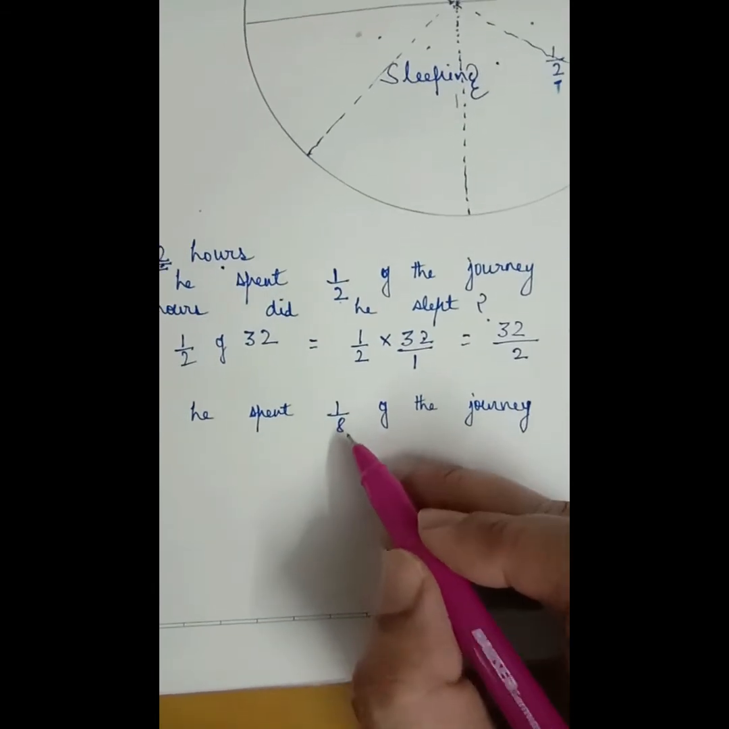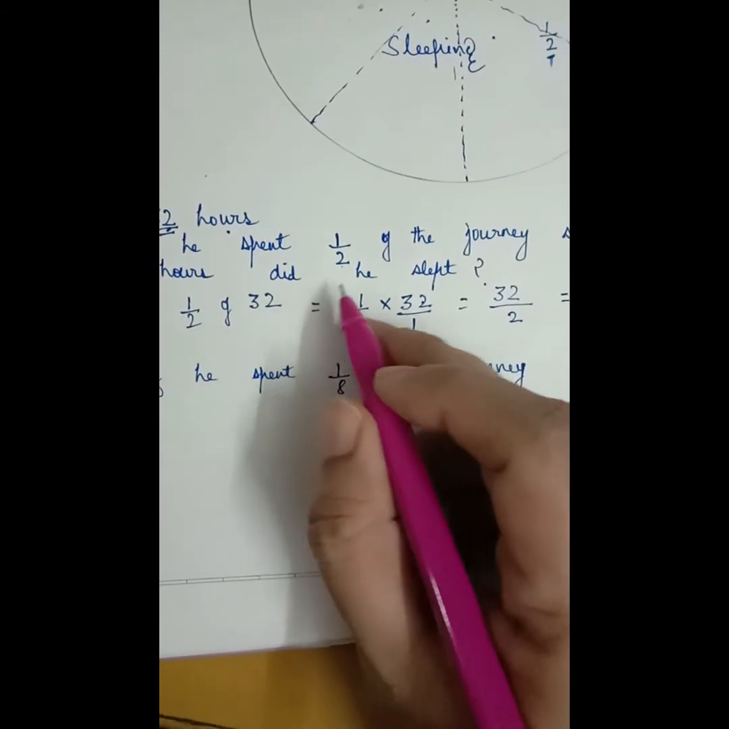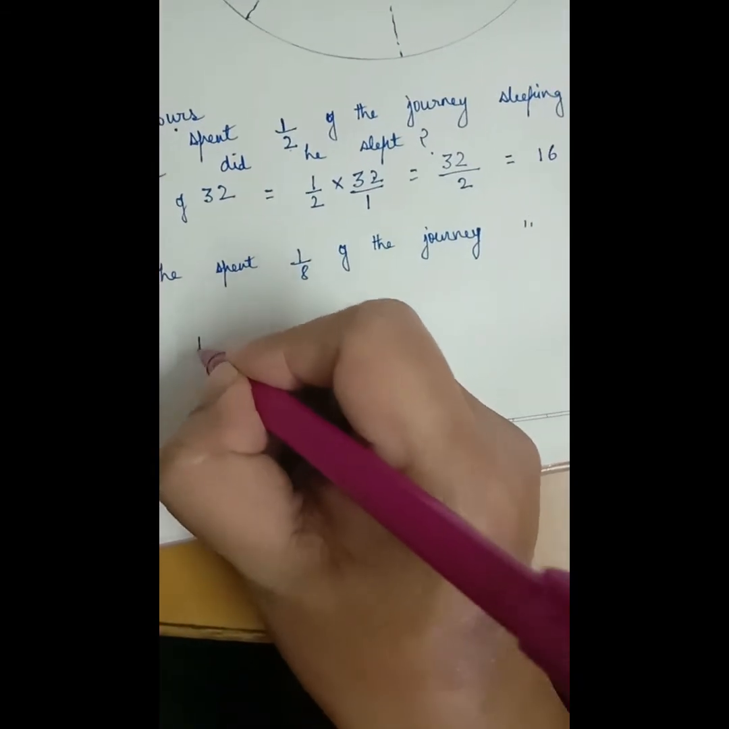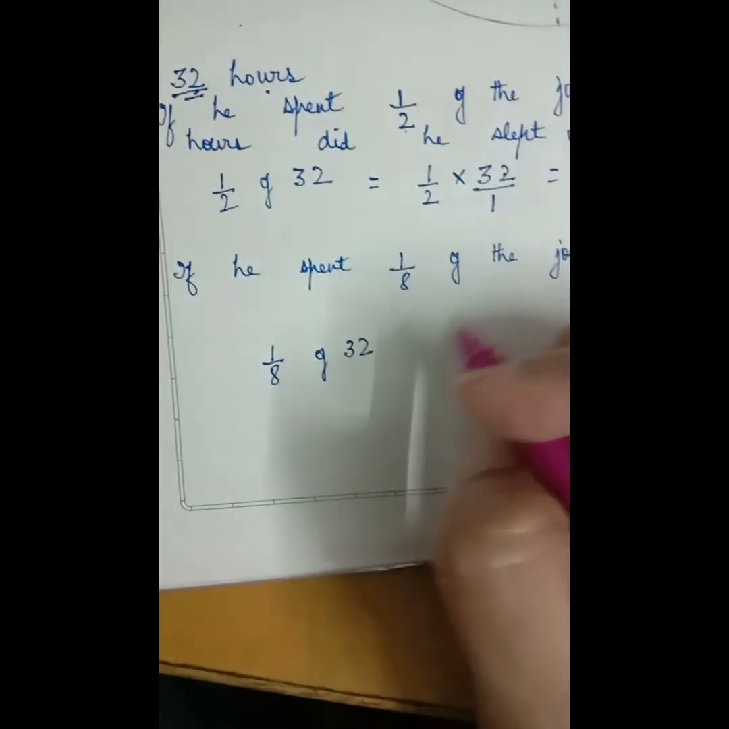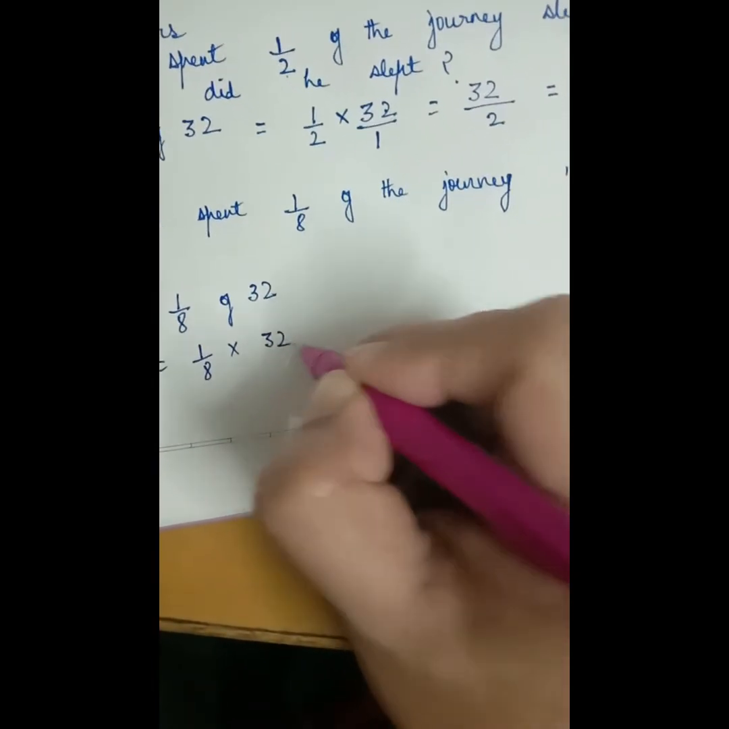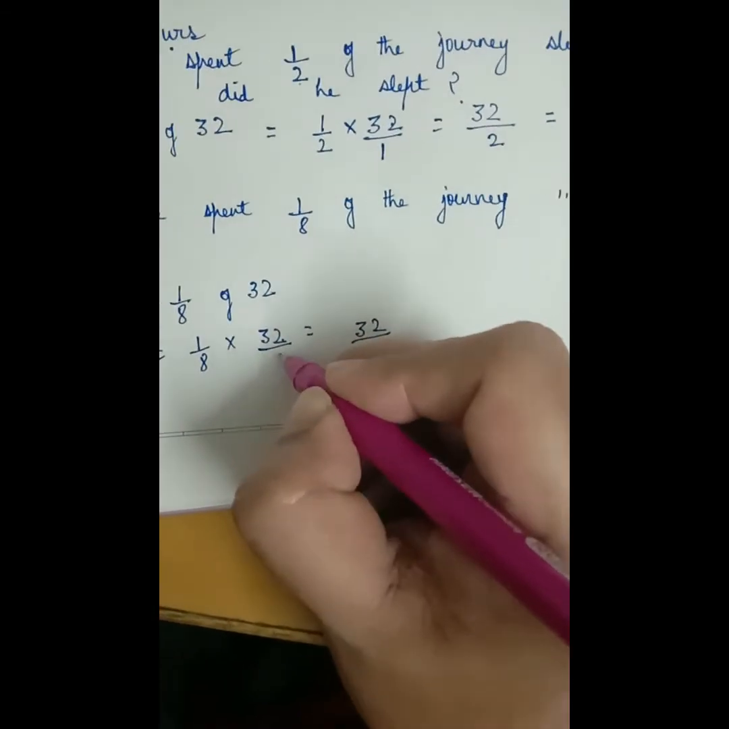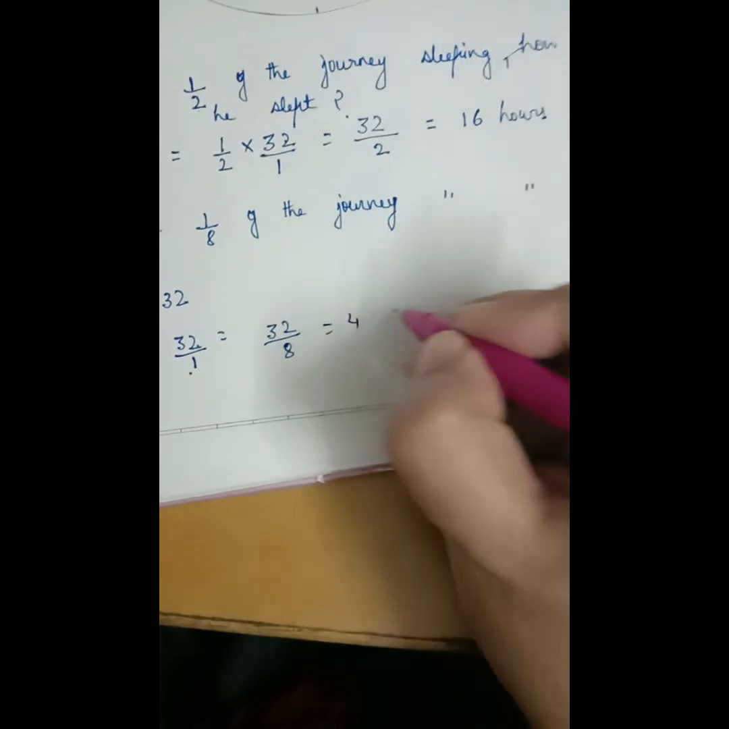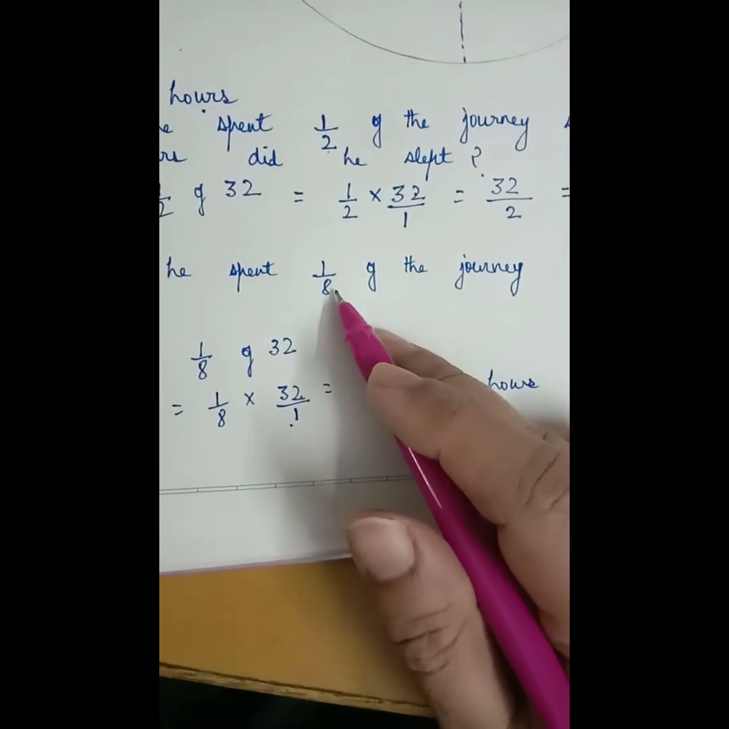If he spent 1 by 8th of the journey sleeping, how many hours did he sleep? Now we take an example. Suppose the fraction is 1 by 8. So 1 by 8 of 32, because the journey is 32 hours long. Again, of we will convert into multiply. Numerator with the numerator: 32 ones are 32. Here there is no denominator, so 1 is there. 8 ones are 8. 32 divided by 8 is 4 hours. So 4 hours if the fraction is 1 by 8.